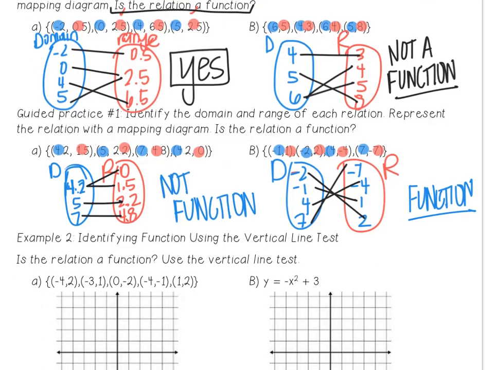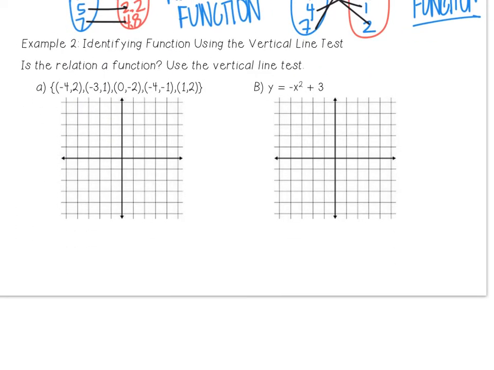Example 2, identifying a function using the vertical line test. Is the relation a function? Use the vertical line test. So what you're going to have to do for A is graph the 5 points they give you on the coordinate plane that I've given you on your outline, and then I'll show you how to use the vertical line test. So to graph -4, 2, we're going to go left 4 and up 2 and put a point.